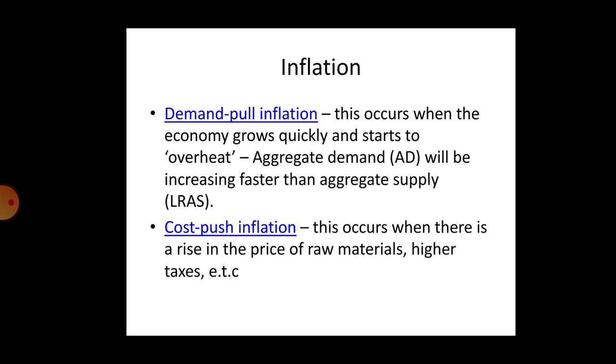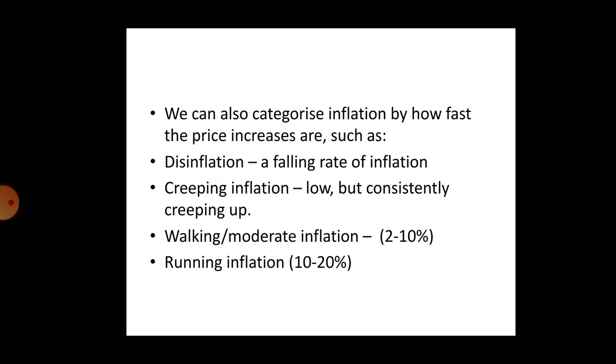Now, what is cost push inflation? This occurs when there is a rise in the price of raw materials, higher taxes and more. We can also categorize inflation by how fast the prices increase, such as disinflation, creeping inflation, walking and moderate inflation, and running inflation. These categories of inflation we will understand in our next lecture. It was a kind of overview lecture. In the next lecture we will be understanding these concepts in much more detail.